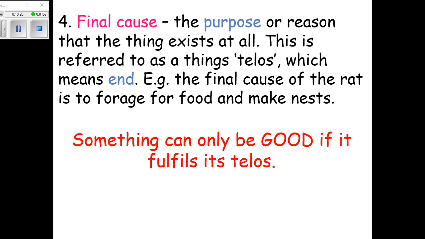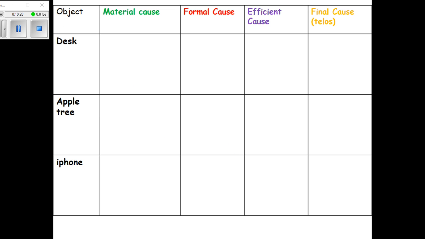Aristotle says something can only be good if it fulfills its telos. And it sounds quite complex, but it's really not. We'll look at it in a second. Let's just go through the four causes first of all. So please pause the video. We've done the desk. Can you try and just identify the four causes? What would Aristotle say the four causes are for an apple tree and an iPhone?